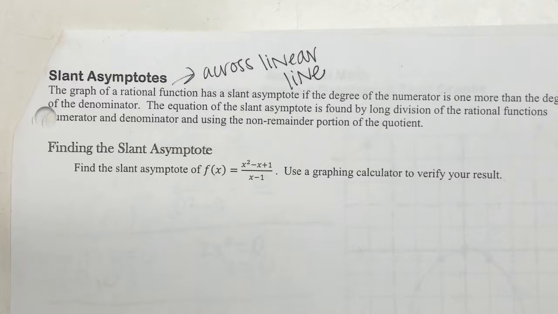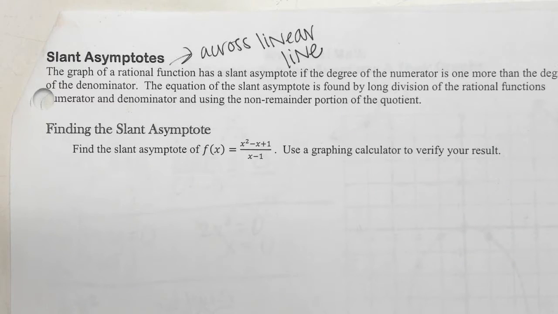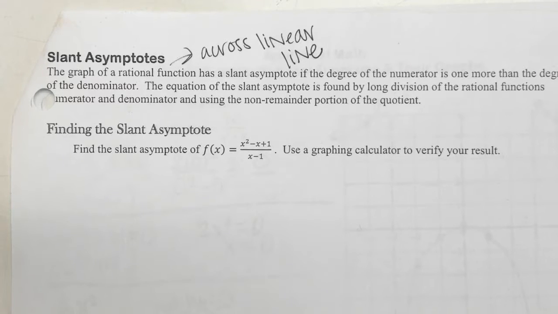Okay. First, what I want you to do is go ahead and type this in your calculator and look at the graph. Look at the graph first so you can see what a slant asymptote looks like. And I'm going to type it in too. Make sure you put the top and bottom both in parentheses. Don't forget.